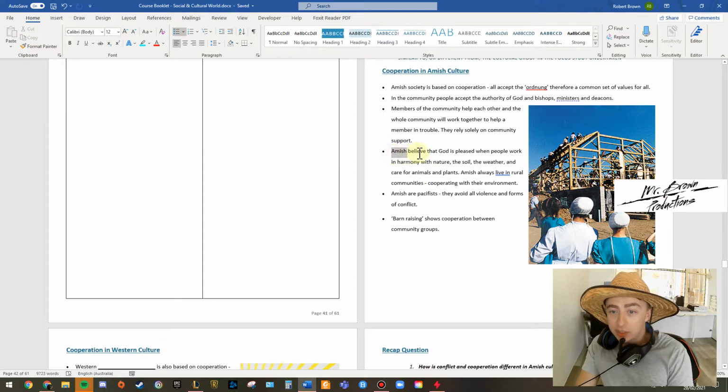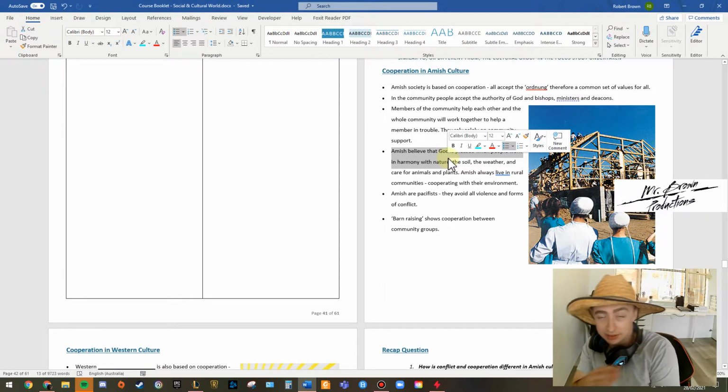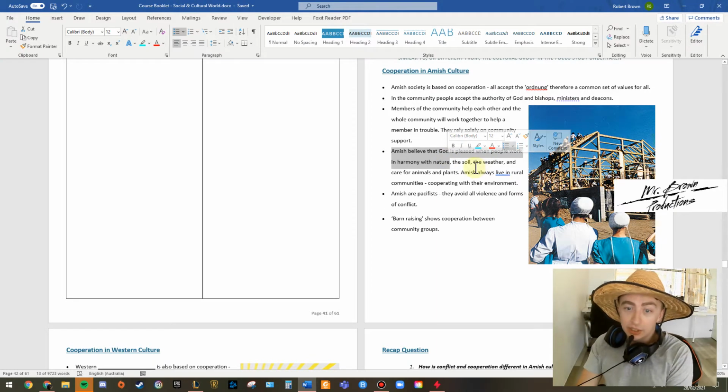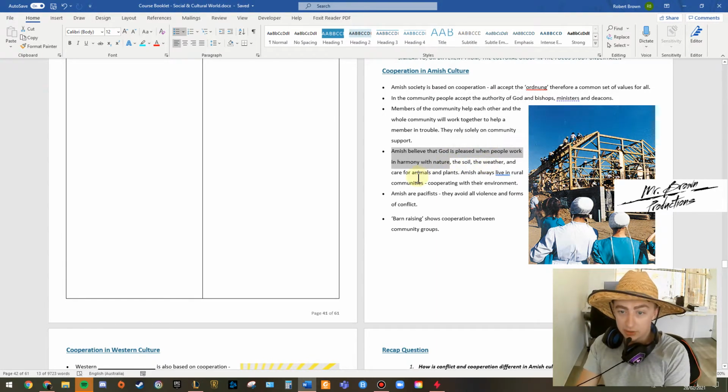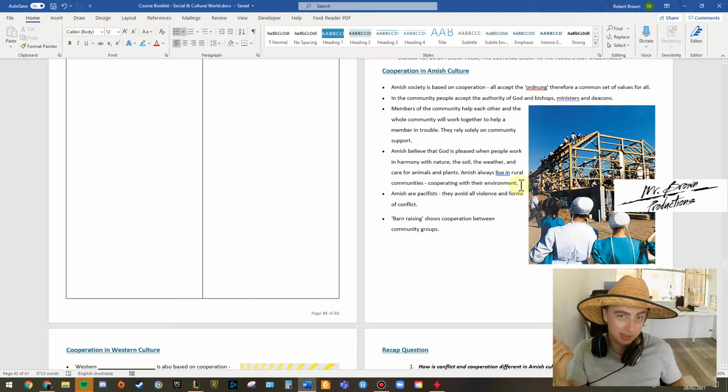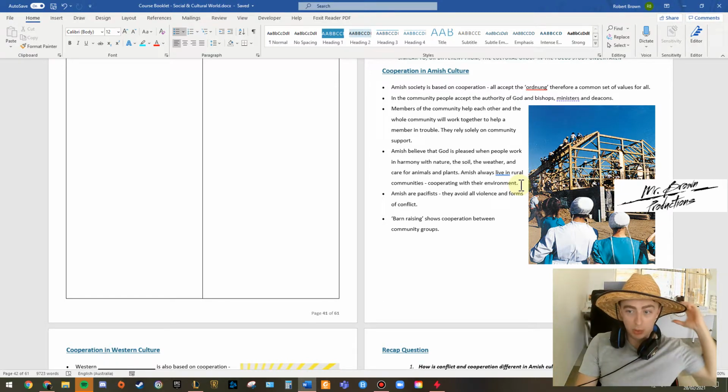And they do this because they believe that God is pleased when people work together in harmony with nature. Again, part of the reason they don't have technology, that's not working in harmony with nature. So things like the soil, working with the weather, caring for animals and plants, they always live in rural communities and they cooperate with their environment. So their environmental footprint would be very little or next to none compared to, say, Western culture and ours. So again, that's showing cooperation not just with each other, but the environment as well.